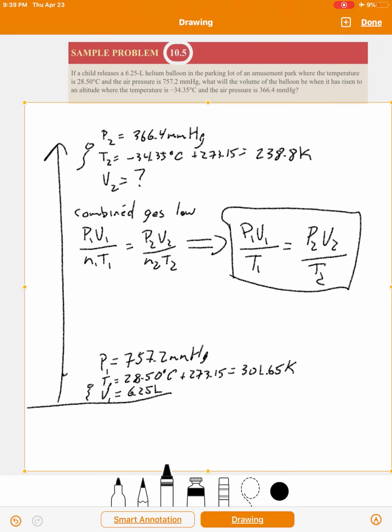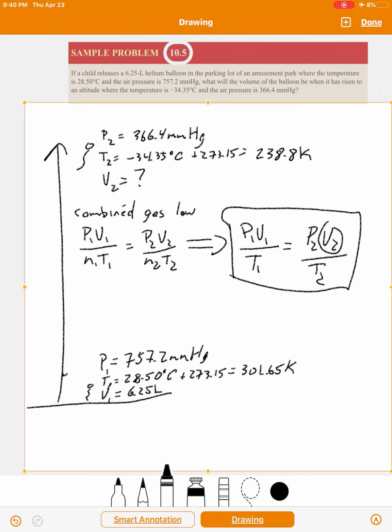It's not an easy thing to predict what would happen. If the pressure is lower at altitude, the volume will get larger. But if it's colder, the volume will get smaller. So those two counteract each other, and you really have to go through the calculation to figure out what's going to happen. So we have the numbers. It's just a matter of figuring out how to isolate V2. That's the algebra.